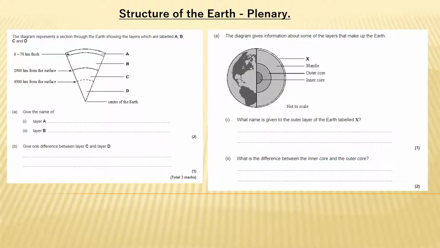Let's take a look at the example exam questions provided. The first question. The diagram represents a section through the Earth showing the layers which are labelled A, B, C, and D. Give the names of layer A and layer B. We also need to give one difference between layer C and layer D. Feel free to pause the video and give these a go.